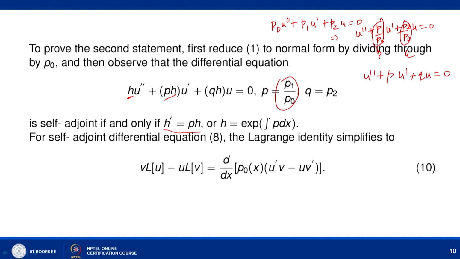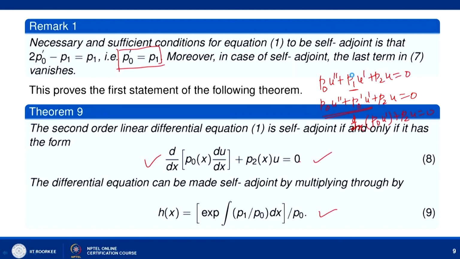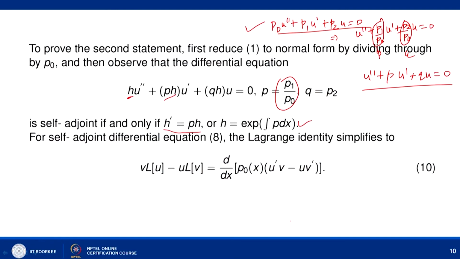made self adjoint. So if we multiply here by h, then this equation is in self adjoint form, because this h we are multiplying in this kind of equation. But if we have P naught, then first we have to divide by P naught and then multiply by h. So the function h which we need to multiply to make this equation self adjoint is h(x) equal to exponential of the integral of P1 by P naught dx, divided by P naught. So if we multiply this equation, then our equation is reduced to a self adjoint form.